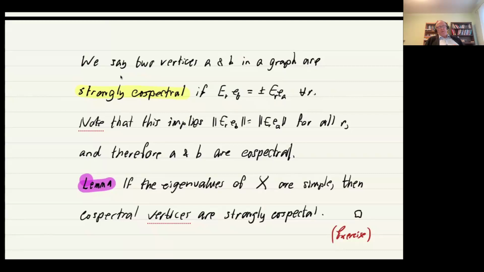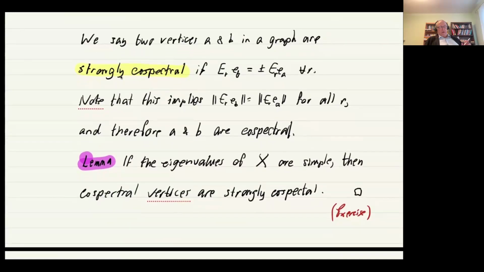Now, if this is true, then these two vectors have the same norm. So vertices a and b are cospectral. So as you would hope, strongly cospectral implies cospectral. Okay, we'll see that the converse is not true, far from it. The other remark is if the eigenvalues of your graph are simple, then cospectral vertices are strongly cospectral.